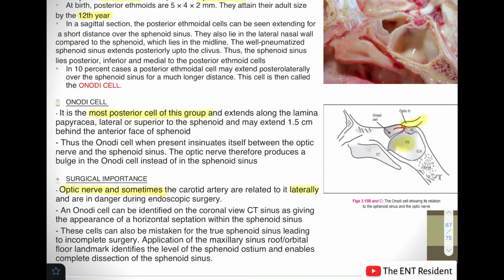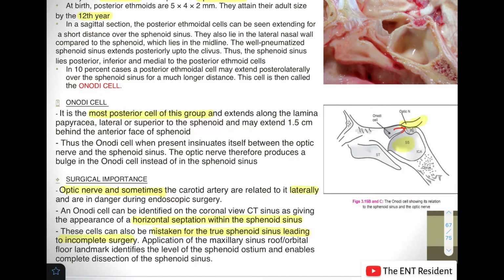And also, how do you identify an Onodi cell on a CT scan? In the coronal view of the CT scan, it gives the appearance of a horizontal septation within the sphenoid sinus. And sometimes these Onodi cells can actually be mistaken for the true sphenoid sinus, leading to incomplete surgery. So therefore, application of the maxillary sinus roof or orbital floor landmark will help us identify the level of the sphenoid ostium and therefore lead to complete dissection of the sphenoid sinus.